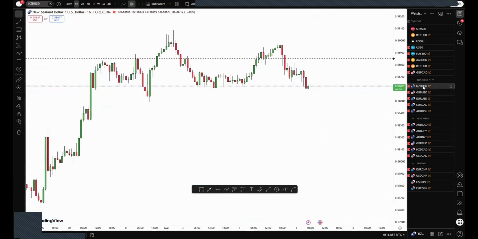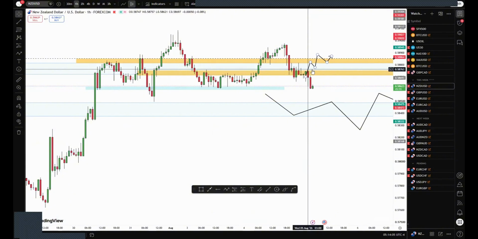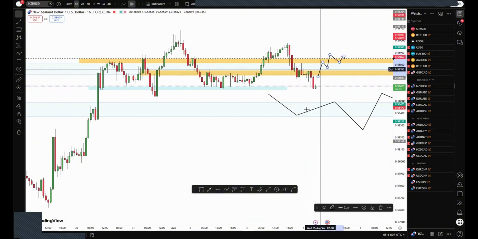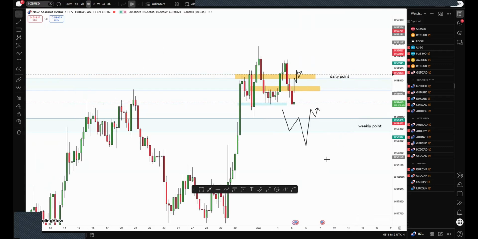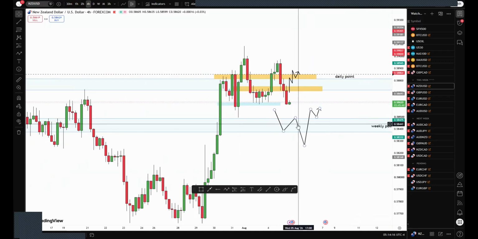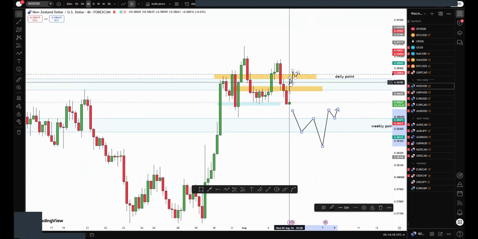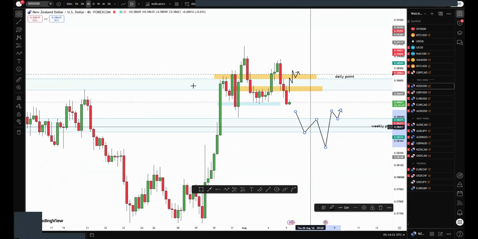Then lastly is NZD-USD. Price failed to buy above this level. You see? Where we're waiting for, meaning price is now targeting this zone. So if you can't get the buy here, you will get the buy at this point. Okay.